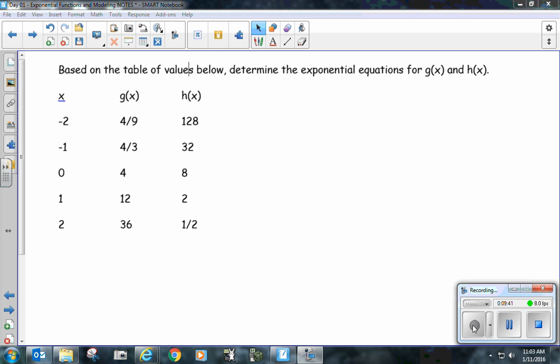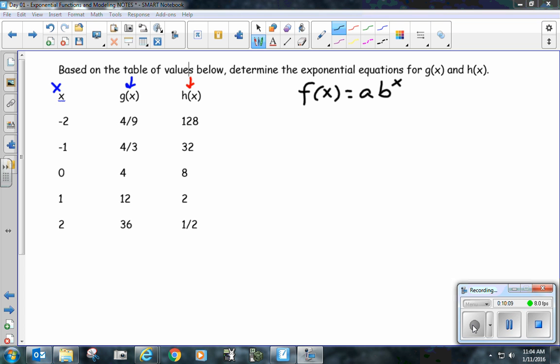Based on the table of values below, determine the exponential equations for g of x and h of x. These are x values. We're going to find an equation for this, and then we're going to find an equation for this. So if I know my exponentials at this point are a times b to the x, I want to find out what g of x is, and I want to find out what h of x is.